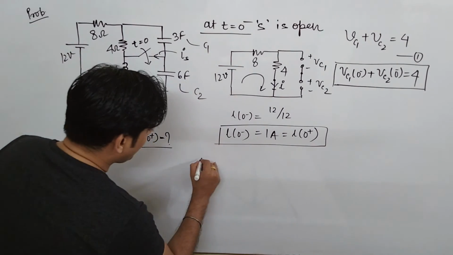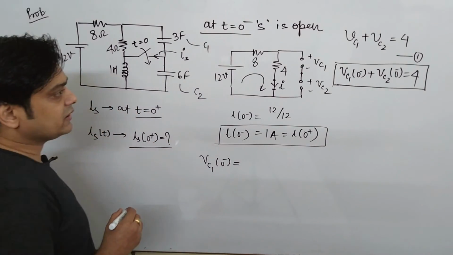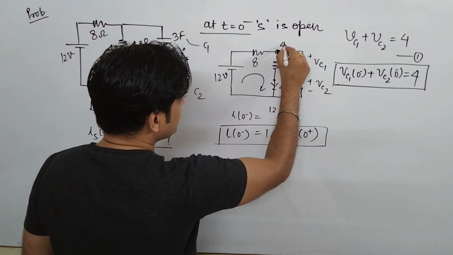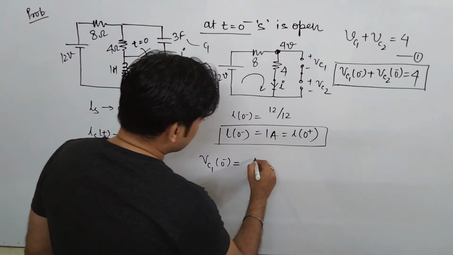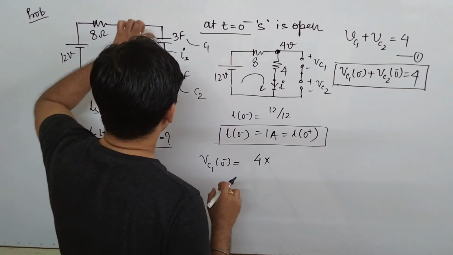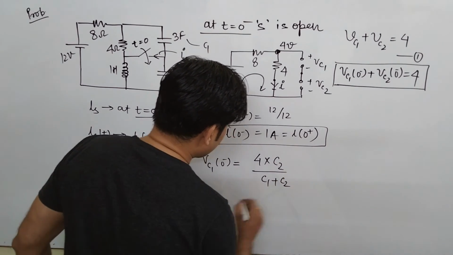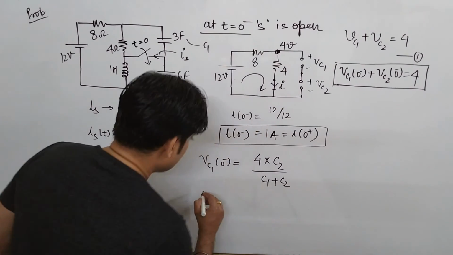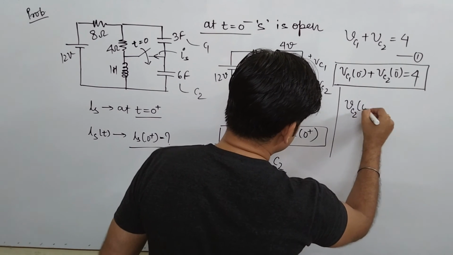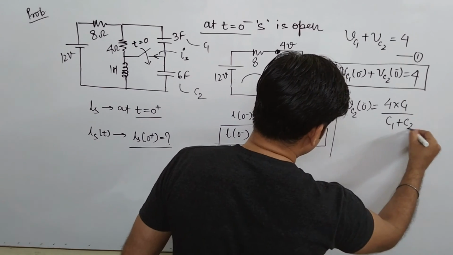If you see, in my previous sessions I mentioned how to find the voltage across a capacitor. Here I am directly finding it, because the voltage appearing here is 4 volt. So it is 4 into, in case of capacitors you have to take a different capacitor. If it is C1 and C2, then it is 4 into C2 upon C1 plus C2. This is the value for Vc1(0-). Similarly for Vc2(0-), it is 4 into C1 upon C1 plus C2.